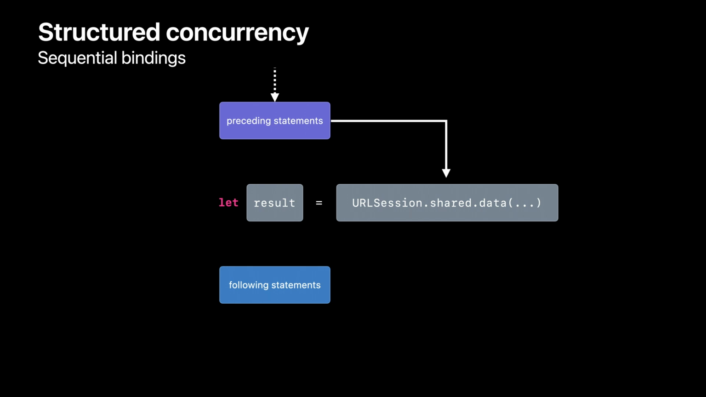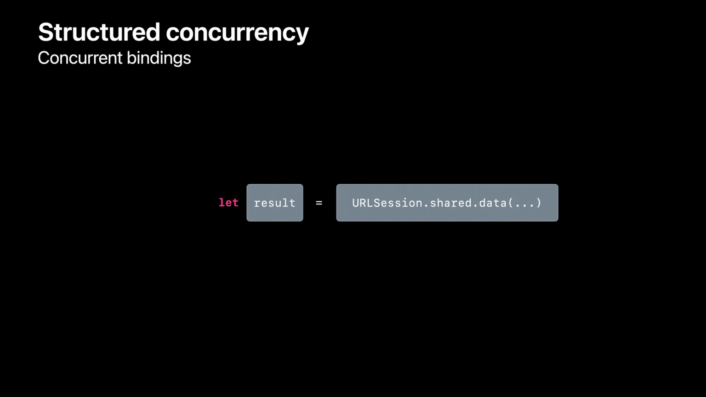Once Swift reaches a let binding, its initializer will be evaluated to produce a value. In this example, that means downloading data from a URL, which could take a while. After the data has been downloaded, Swift will bind that value to the variable name before proceeding to the statements that follow. Notice that there is only one flow of execution here, as traced by the arrows through each step.